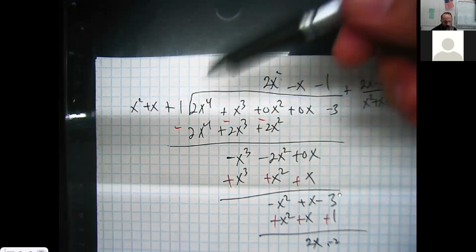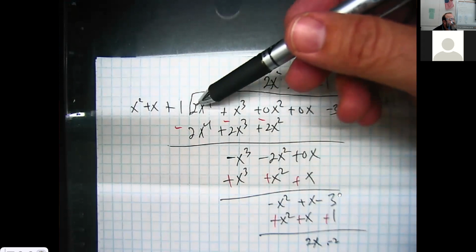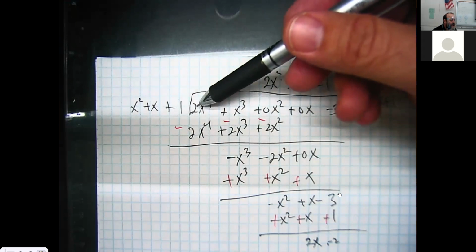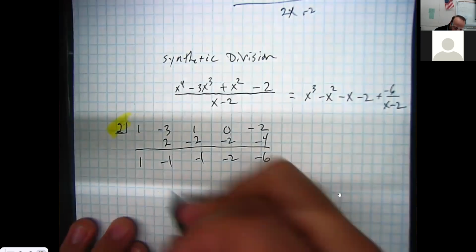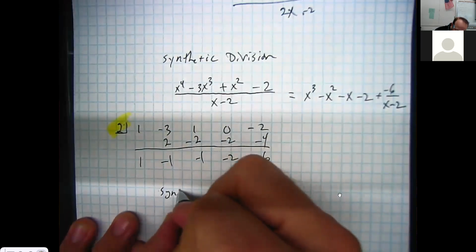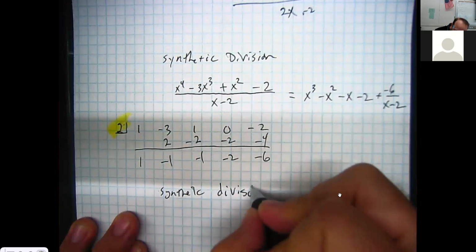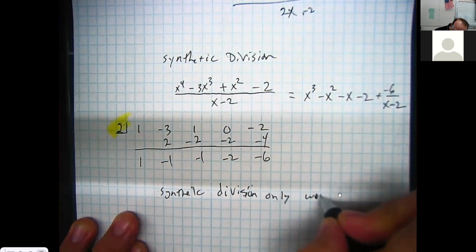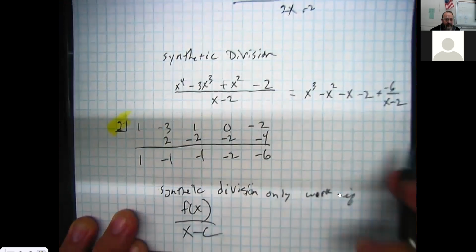Well, what would you divide by right here? See, I love synthetic division. I think it's phenomenal, but we have a problem, everybody. The problem is, when does synthetic division actually work? Synthetic division only works if f of x is being divided by x minus c.